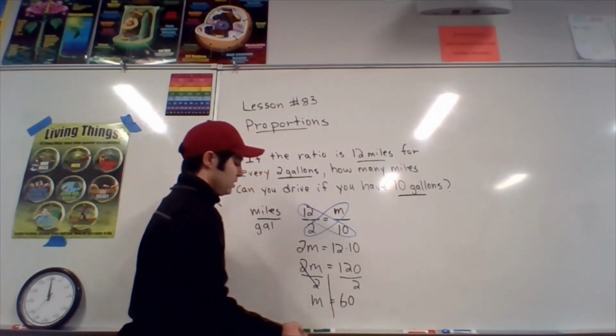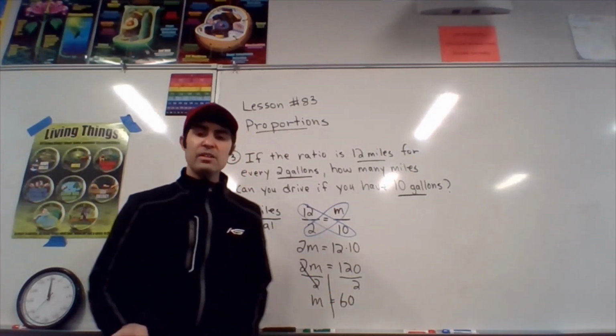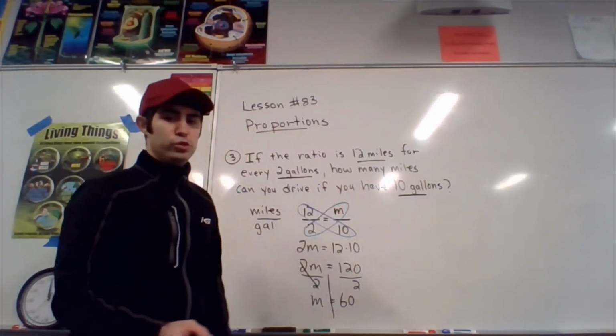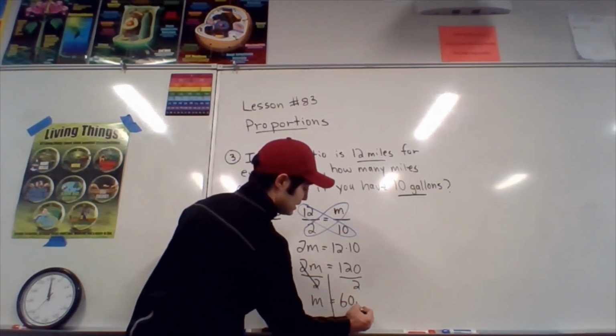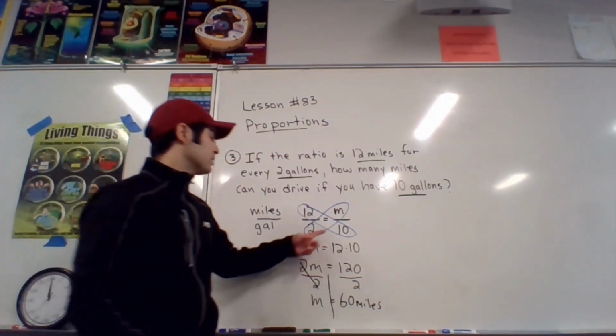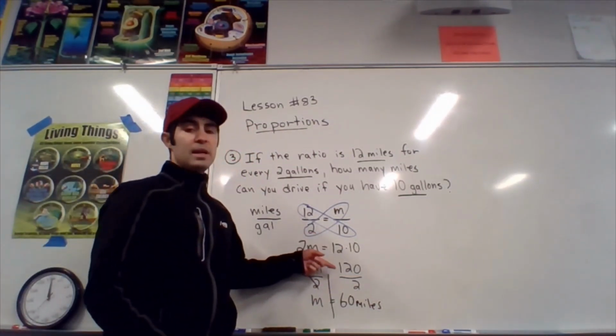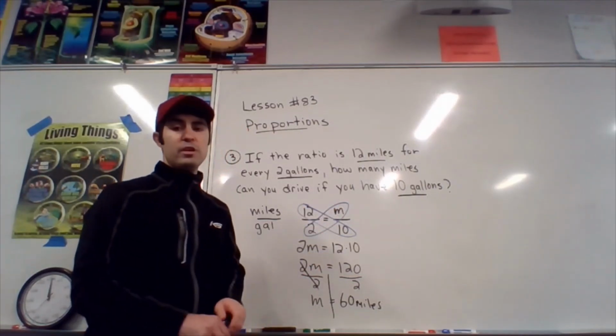And add the 0. So the number of miles, if you have 10 gallons of gas in this huge truck that takes a lot of gas, you're only going to get 60 miles out of it. Okay? How do we know that? Because we solved our algebra. How do we find our algebra problem? Because we know that cross products are equal.